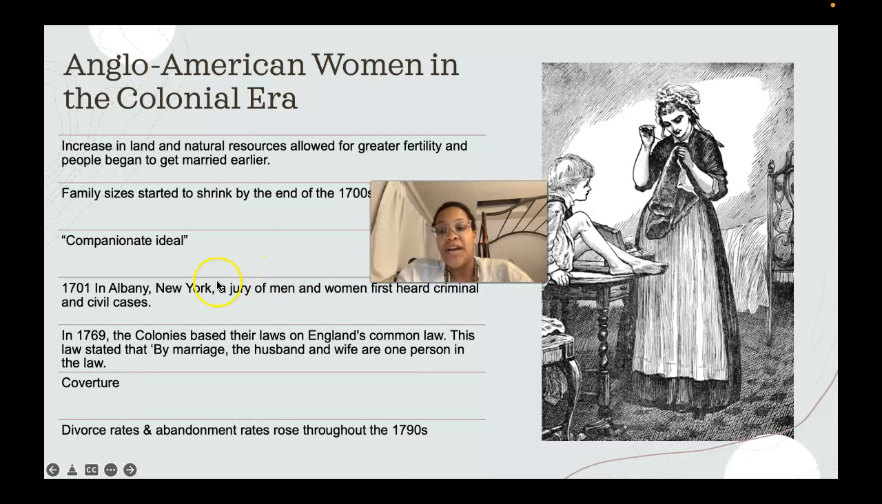And we also see the concept of coverture. And so coverture speaks to this idea that once a woman is married, she loses all of her legal rights to her own property, her own belongings, her own stuff, right? And now, because by marriage, the husband and wife are one person in law, she loses that part of her identity and her property. And by the 1790s, we also see divorce rates and abandonment rates rising throughout the colonies as well.